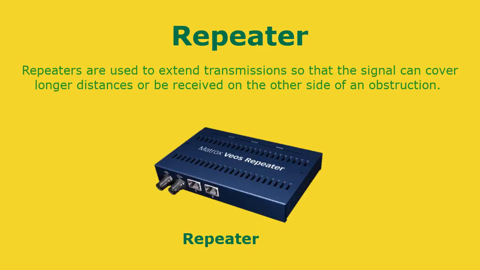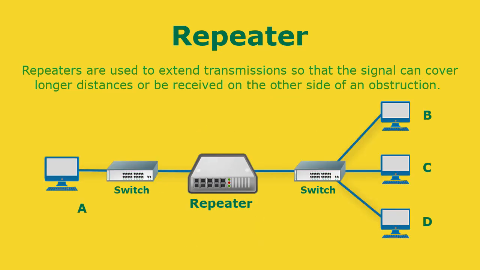In addition, some networks also need repeaters. Repeaters are used to extend the transmission so that the signal can cover longer distances or be received on the other side of an obstruction. It increases the power of a signal and retransmits it.